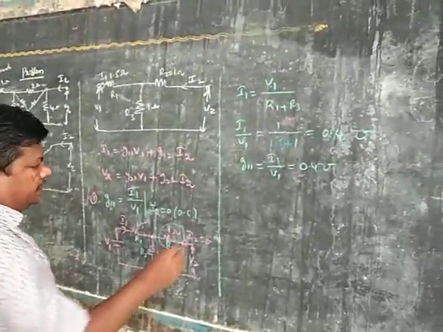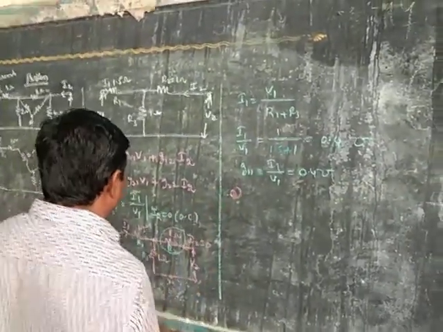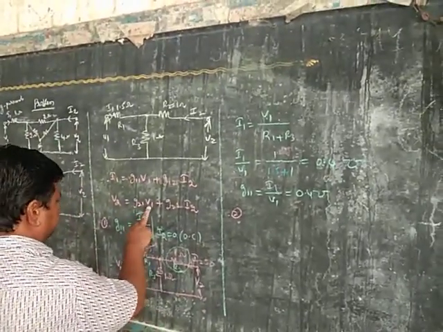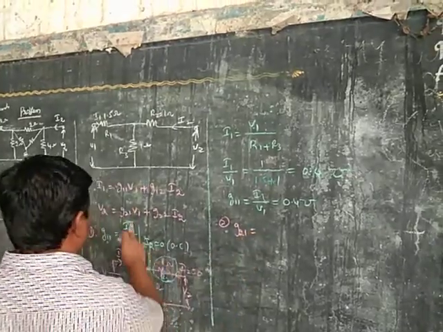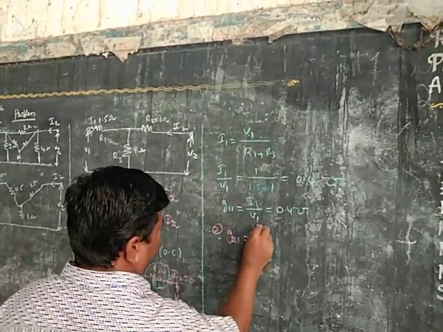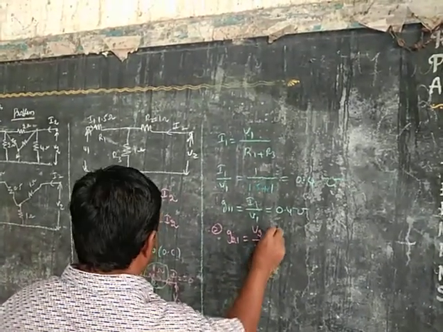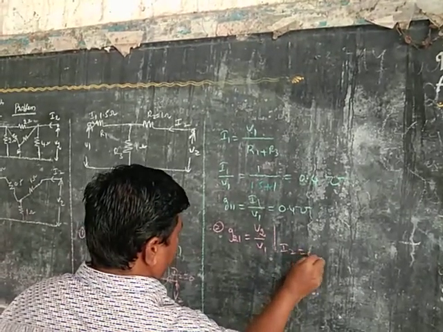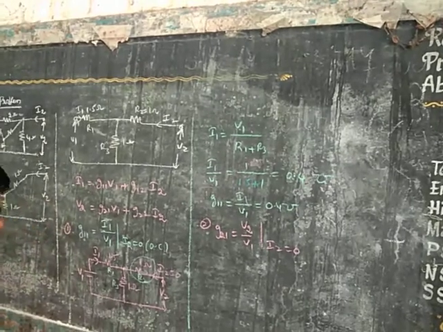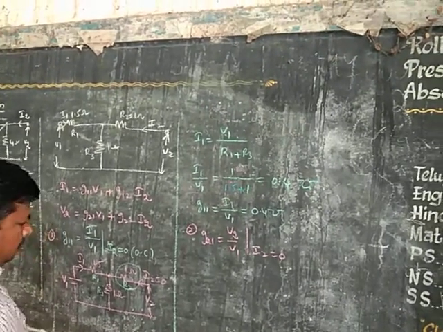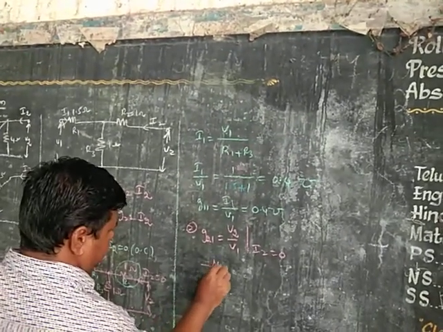And coming to the second parameter, G21. G21 is equal to V2 by V1 when I2 is equal to 0. Okay. Now we have the same circuit.